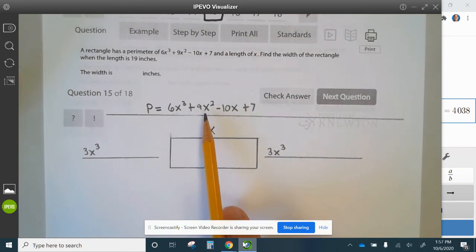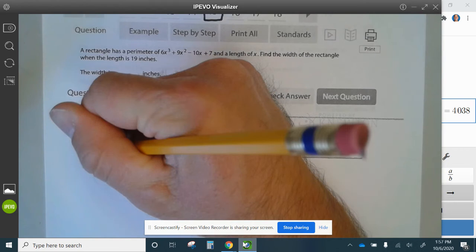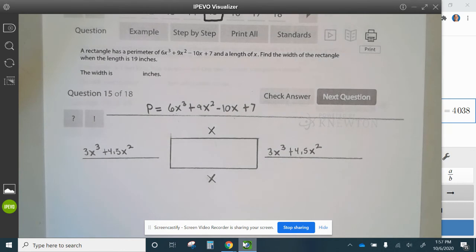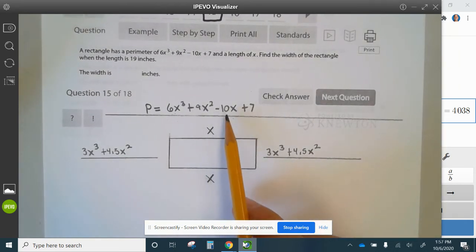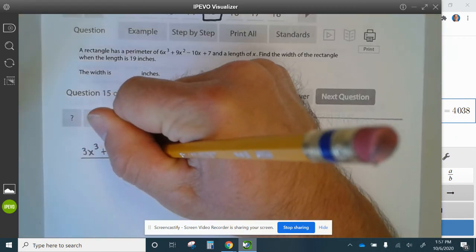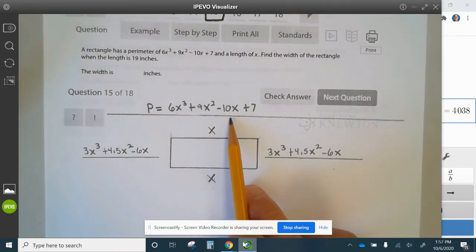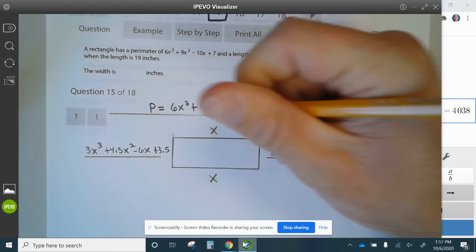So now let's think about the 9x squared. Okay? Well, in order to get the 9x squared, we need to add 4.5x squared and plus 4.5x squared. Okay, because now this plus this gives you 9x squared. Now this is where we need negative 10x. Well, we already have a 2x, but we need a negative 10. So if we subtract 6x, well, that gives us negative 12x. Combined with 2x gives us negative 10x. Okay? And then in order to get 7, we have to plus 3.5. Plus 3.5.